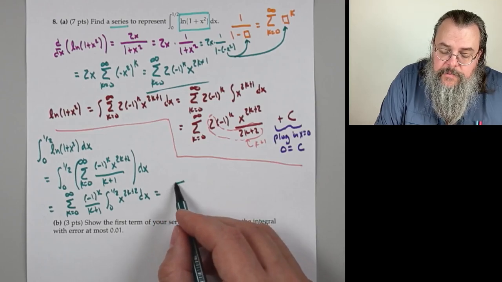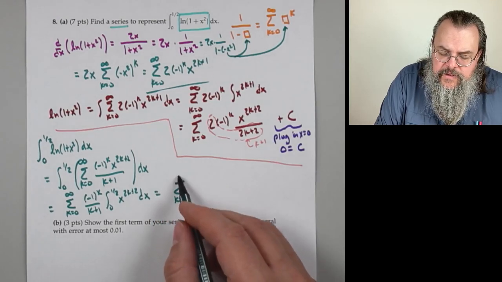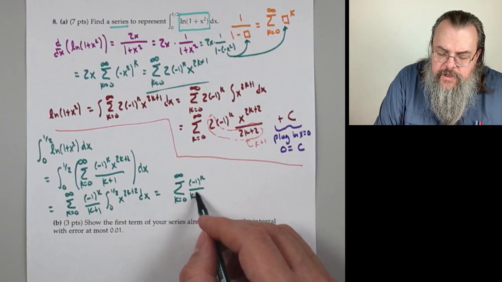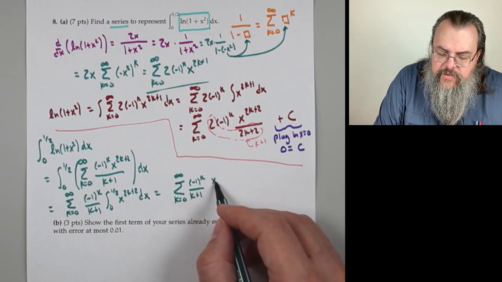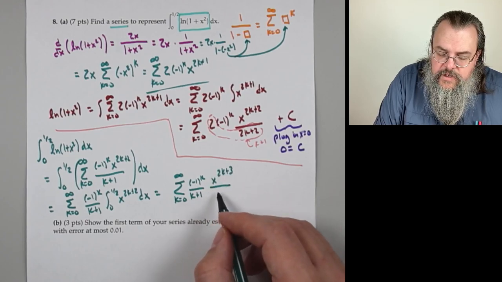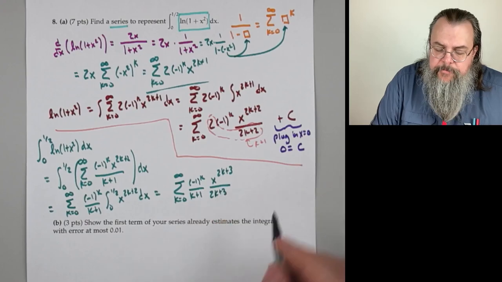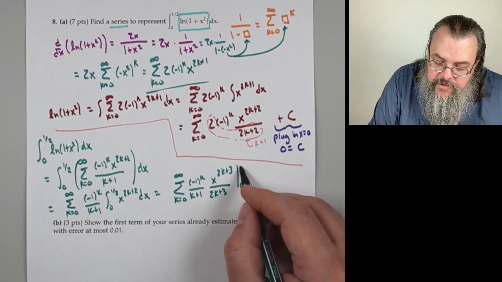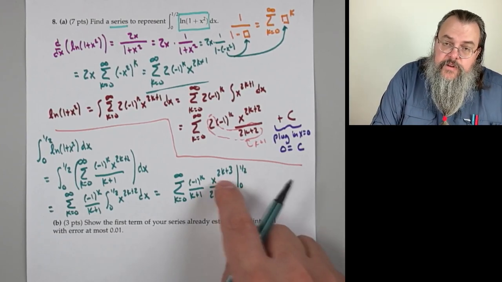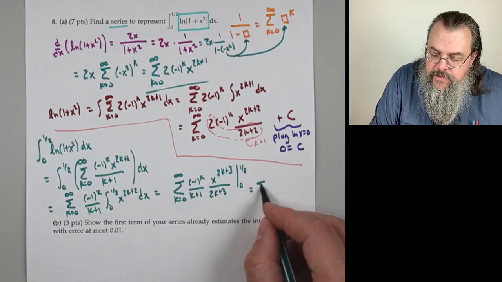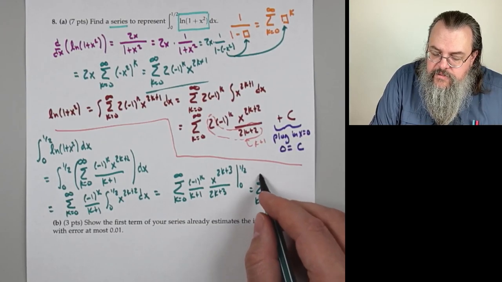So this becomes the sum from 0 to infinity of (-1)^k over (k+1), then we have x^(2k+3) over (2k+3). Okay, and we're evaluating from 0 to 1/2. Now you plug in x equals 0, you get 0. So you just plug in 1/2, and you'll end up with the sum from 0 to infinity.